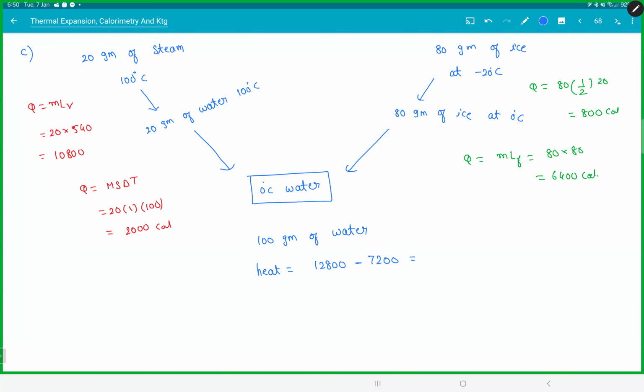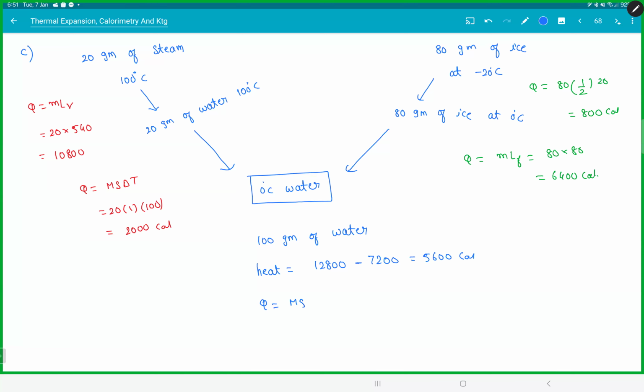This is 5,600 calories. This much excess heat I have. Now you're getting the question? The question has become like, I got 100 grams of water and you're boiling with 5,600 calories.